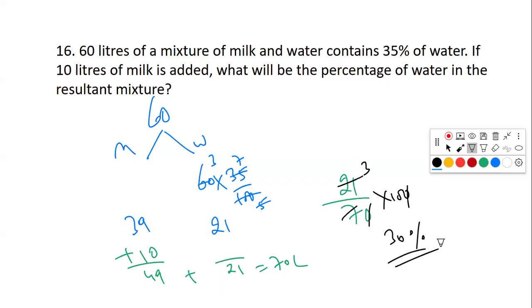So first the 60 liters is split into milk and water. You find 21 liters of water in 60 liters and you add 10 liters of pure milk. So now milk is 49 and the total quantity became 70. Out of every 70 liters, 21 liters is water. Some of you may find it easy to write it like this. Percentage means out of 100, how much? So what is the next step? You cross multiply to get the percentage.